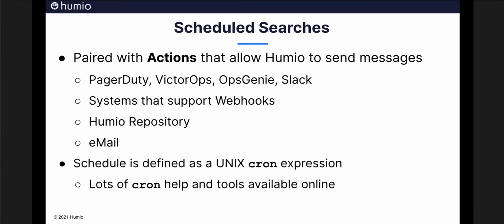Scheduled searches are paired with Humio Actions, formerly known as notifiers. These allow Humio to send messages to external systems like PagerDuty, VictorOps, OpsGenie, and Slack, and to other systems that support webhooks. Humio repositories and email are also supported as recipients.